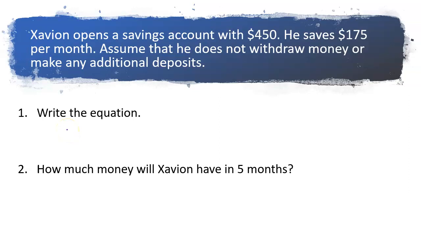All right. So again, I need my rate of change and my initial value. Xavion opens a savings account with $450. So it tells me he opens it with that much. That's my starting amount, my initial value. He saves $175 per month. Per means over and over and over. That's my rate of change.